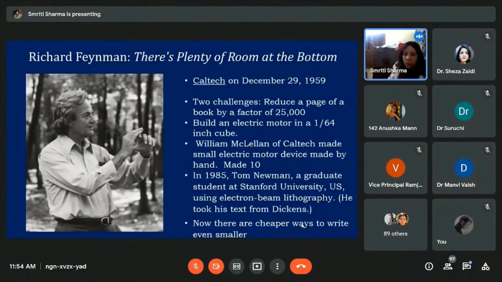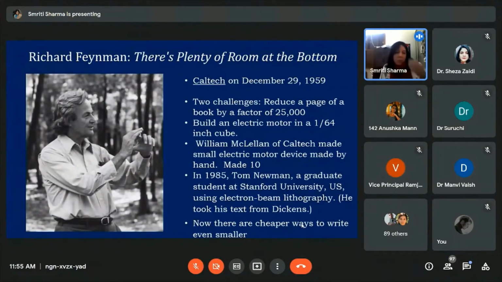And yes, the anchor also talked about Richard Feynman. There is plenty of room at the bottom. This is very interesting. In 1959, at Caltech, Richard Feynman, a brilliant scientist, gave a talk, and he said there is plenty of room at the bottom. Why are you doing it, like, why etching it from the top? Why top down approach? Why not bottom up approach? Make it atom by atom. Make a structure from atom to atom. So this was the bottom up approach.